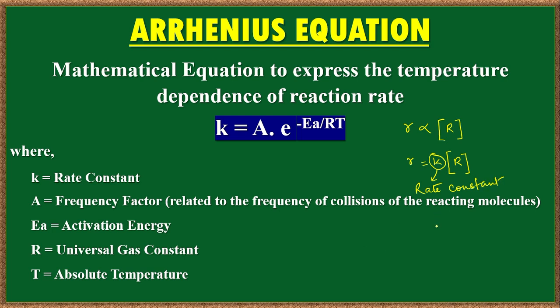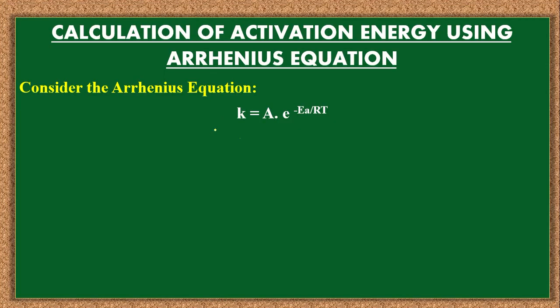And it is constant for a particular reaction. It expresses the rate of any reaction. Now, to find out a modified form of this Arrhenius equation, which can be used to calculate activation energy of any reaction, let us first take log on both sides. Taking log, we have ln k equals ln A minus EA by RT.